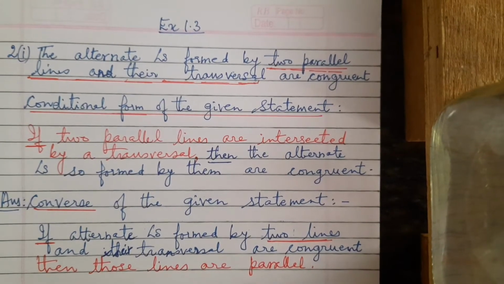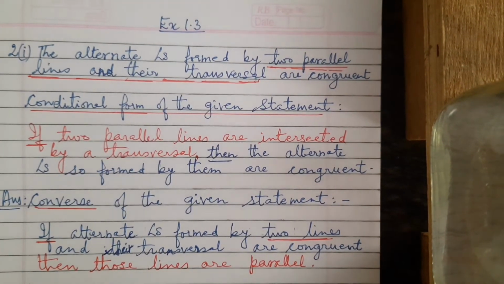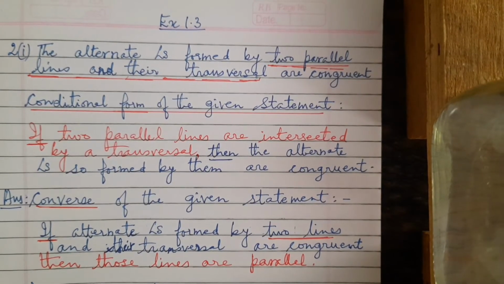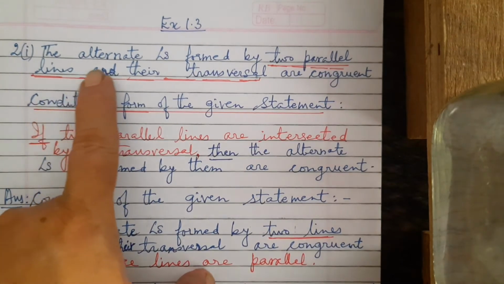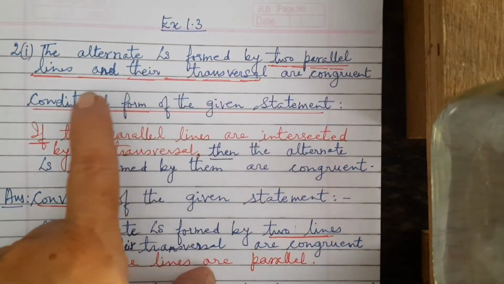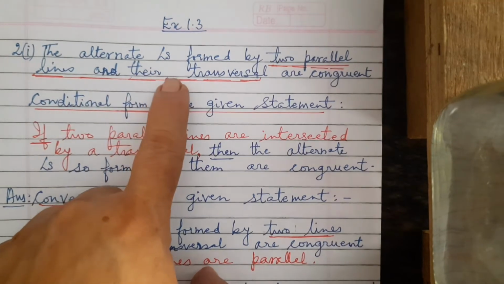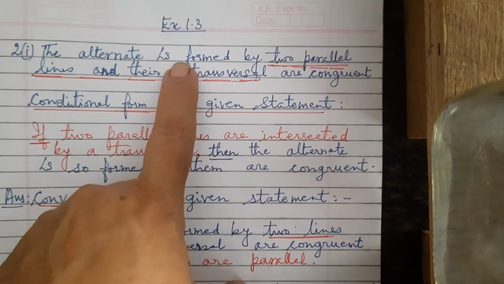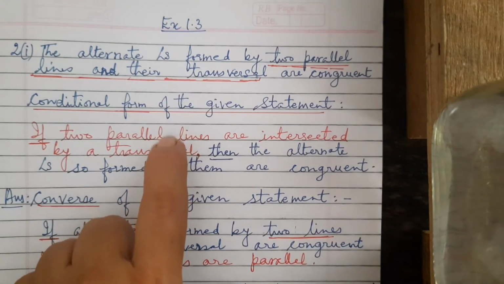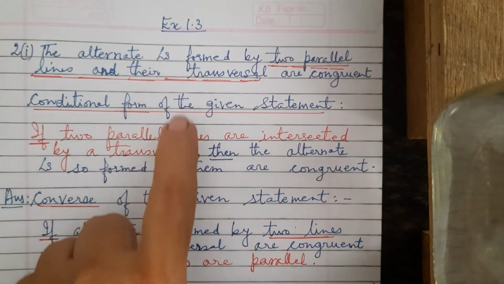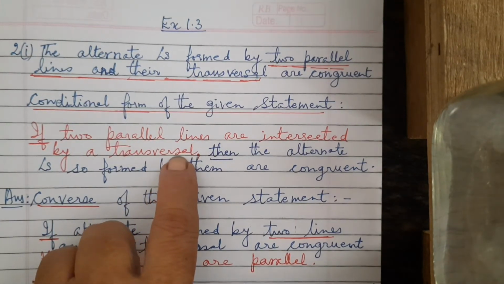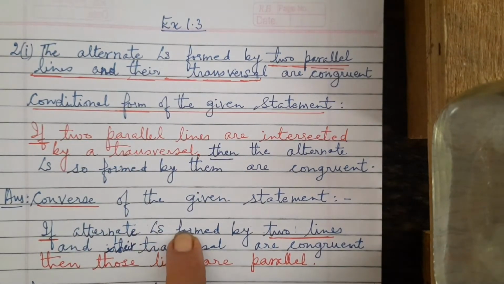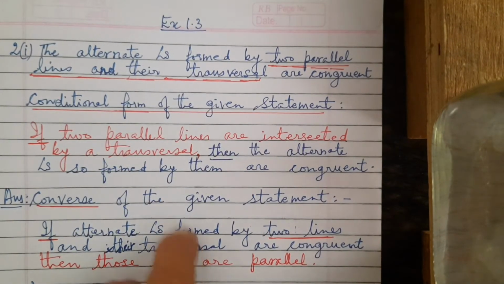Now let us see question 2 of exercise 1.3. Now in this question 2, we have to write the converses of these given statements. Now remember one thing, you cannot directly write the converse of this given statement unless you first write the statement in the conditional form. That means you have to first write this sentence in the if-then form and then interchange the if-then form to get the converse of the given statement. Let us see how we do that.